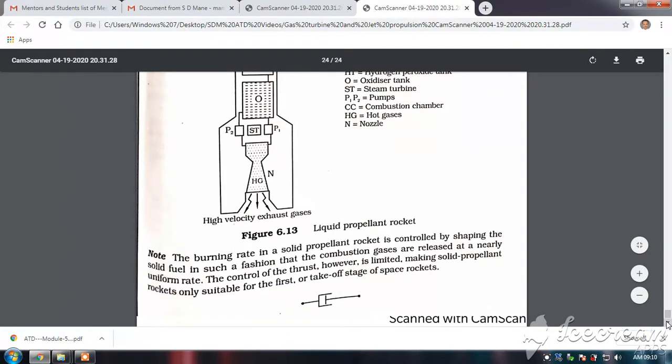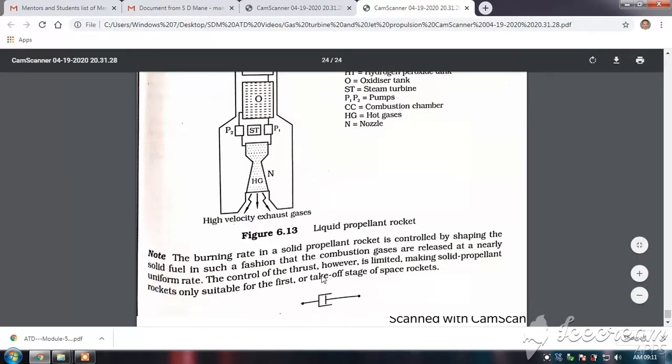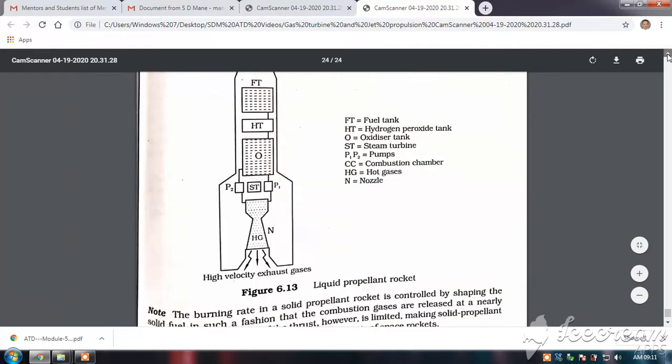Solid propellant engines are used only for the takeoff stage or the first stage, because controlling the solid propellant is slightly difficult. Releasing solid fuel at a controlled rate is difficult. The control of the thrust is limited, making solid propellant rockets only suitable for the first or the takeoff stage of space rockets.